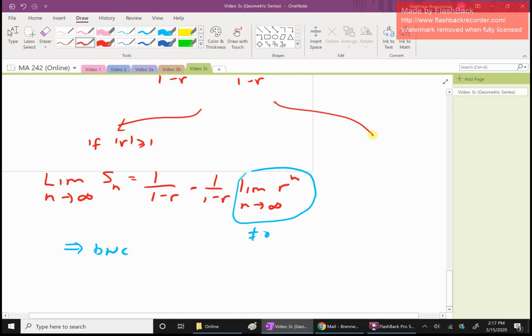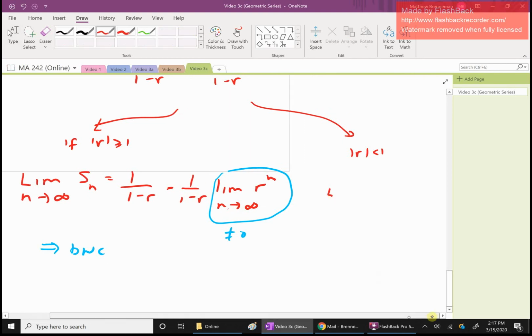And by the same token, when the absolute value of r is less than 1, what's going to happen to this term in the limit? It's going to go to 0. So the limit as n goes to infinity of the partial sums, and again, when you take a number whose magnitude is less than 1 and raise it to an increasing power, its limit goes to 0. So this whole term will go to 0, and I get 1 over 1 minus r.